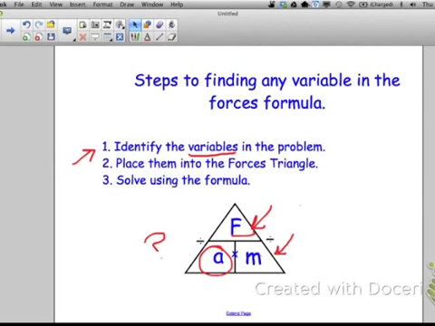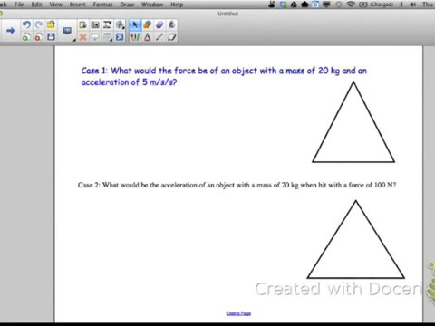Let's practice a problem in 3 different looks. Let's take a look at case number 1. What would the force be of an object with a mass of 20 kilograms and an acceleration of 5 meters per second squared? And so let's first write down what we have, and figure out what we're missing.